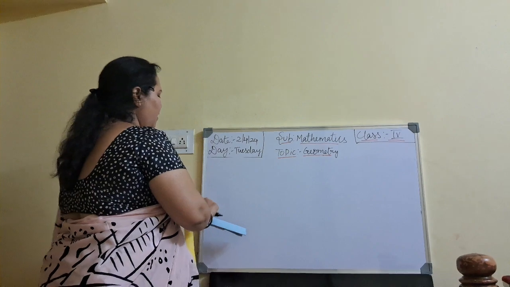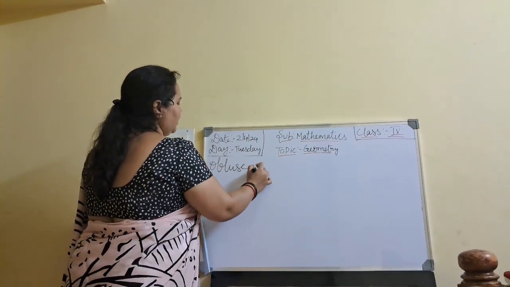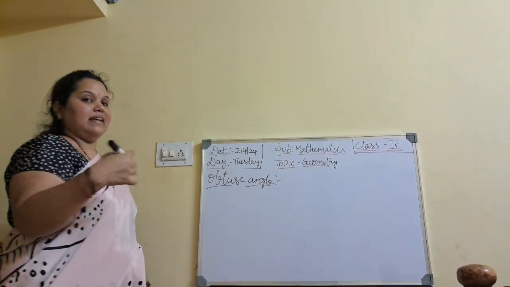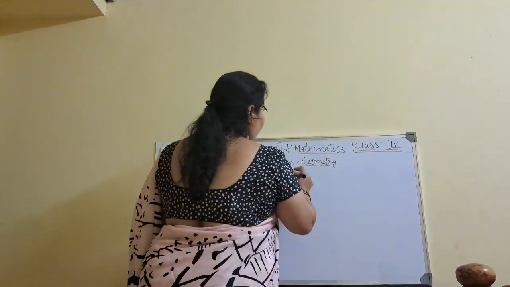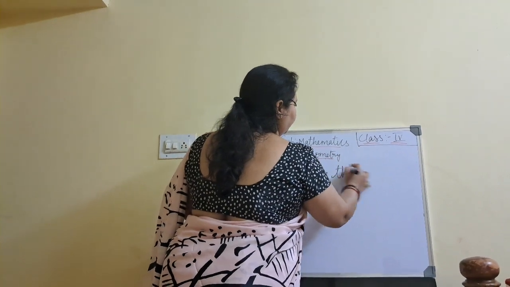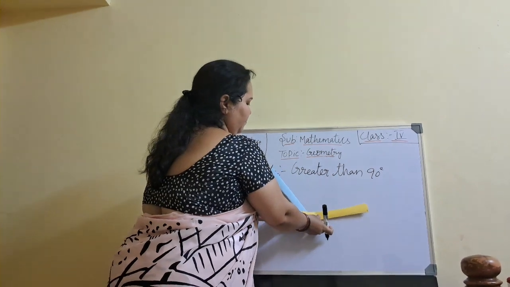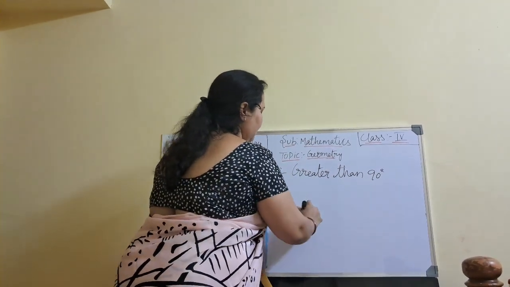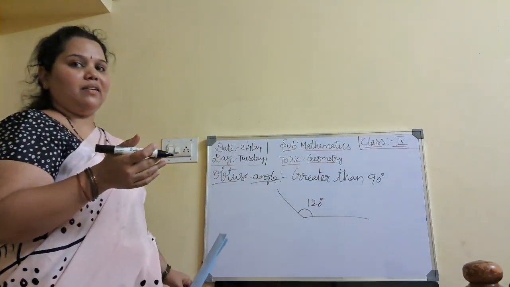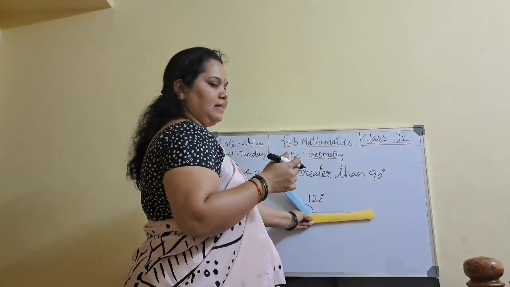Okay, and then what is an obtuse angle? An obtuse angle is greater than 90 degrees. Always it would be greater than 90 degrees. See here, it always looks like this. Like this, 120, above 120, 135, 150, 180, up to that you can write it.